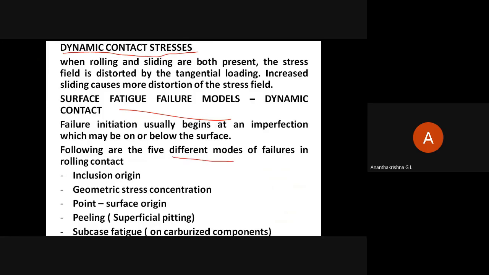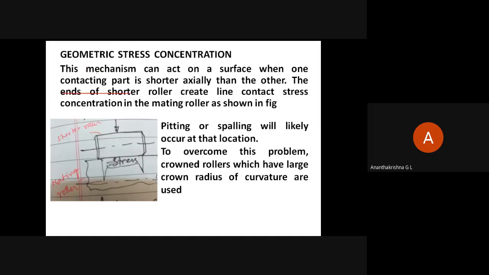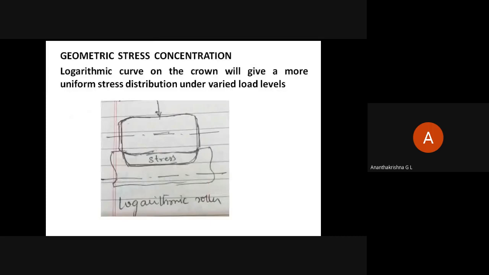So 5 different modes of failures in rolling contact are inclusion origin, geometric stress concentration, point surface origin, superficial pitting, and subcase fatigue. So in that, inclusion origin is nothing but inclusion of foreign matter, which are usually oxides of the material that are formed during processing. Okay, and then we learned about geometric stress concentration. Definitely we'll have a question on geometric stress concentration.